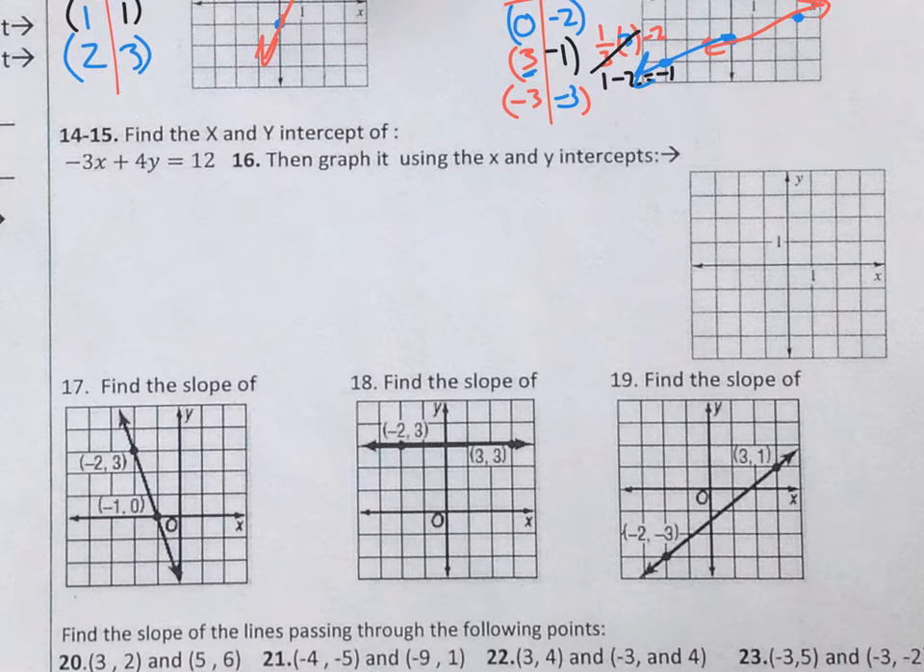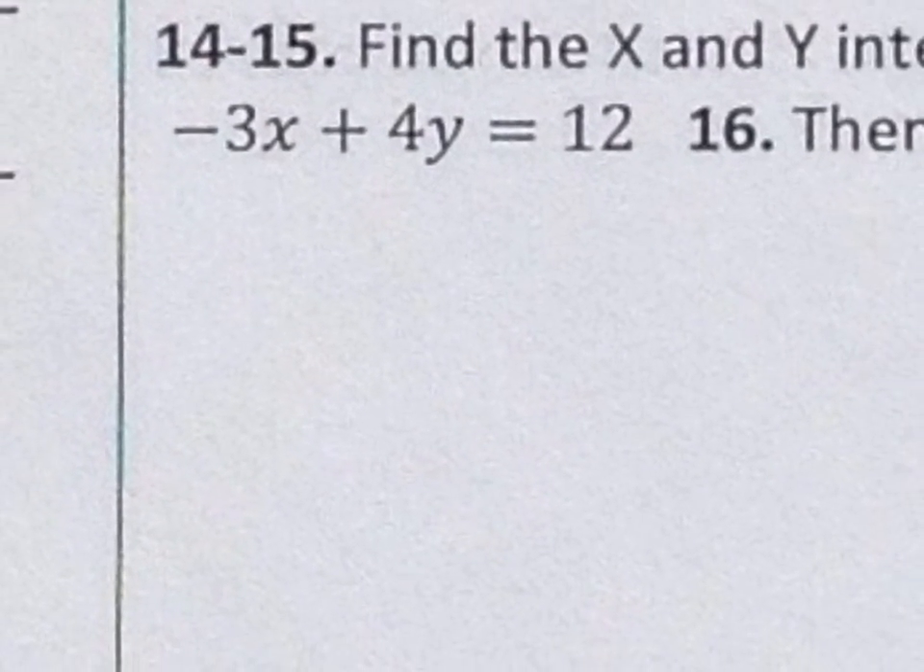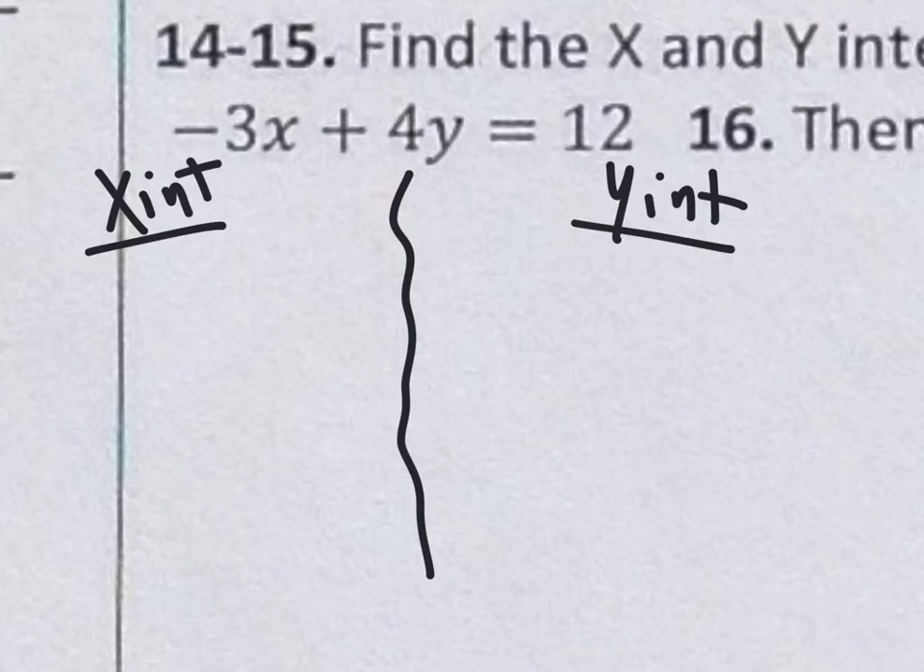On this next one, we want to find the X and Y-intercepts to this equation. Always start by doing the X-int and the Y-int, and we should know how to find the X-intercept. How do we find the X-intercept? Set Y equal to 0 and solve. And the same thing for the Y-intercept. To find the Y-intercept, you have to set X equal to 0 and solve.